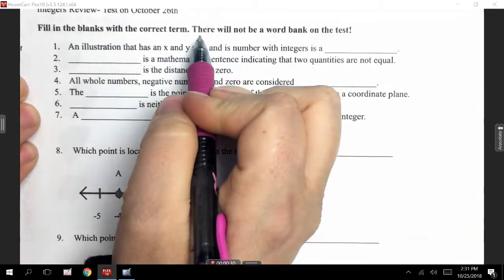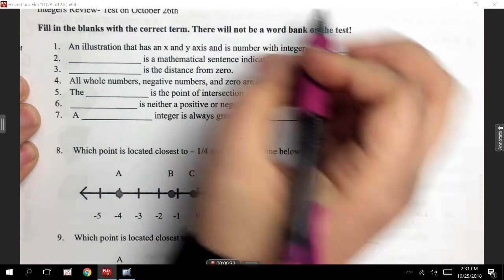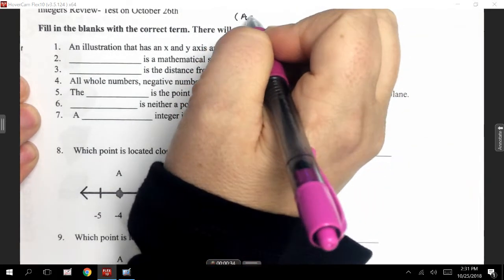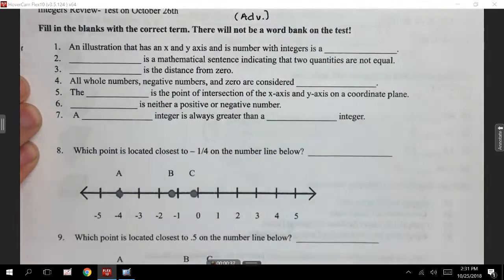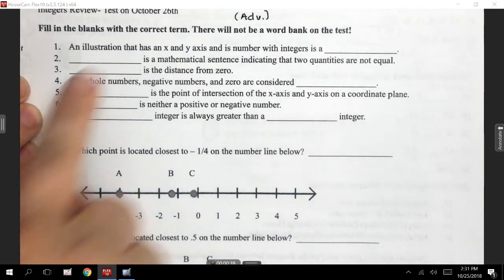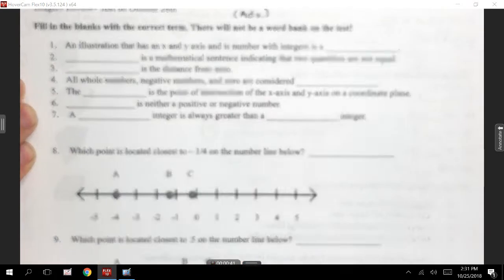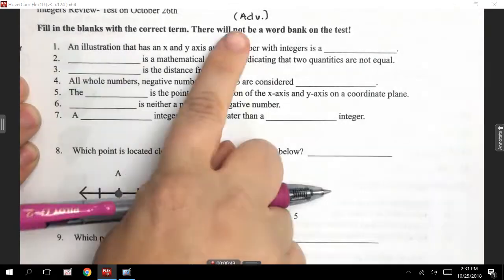You'll notice right here it says there will not be a word bank on the test. This is for my advanced students. All right, my regular students will have a word bank still, but my advanced, there is not a word bank. You need to have your study guide out checking, okay? All right, there is not a word bank.